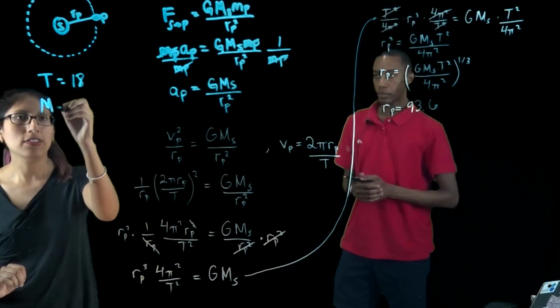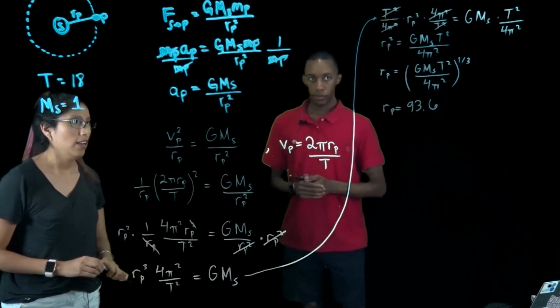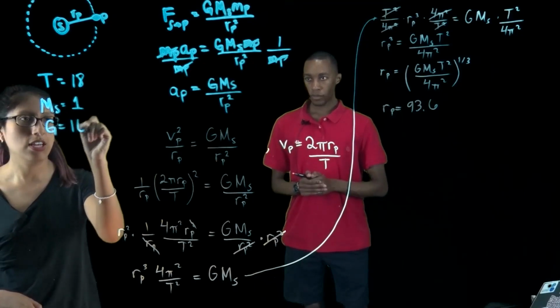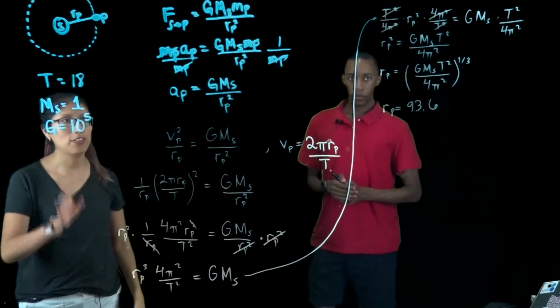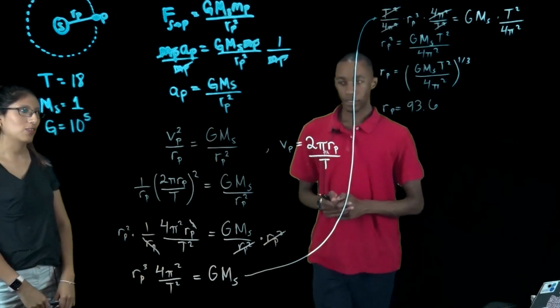The mass of the sun is equal to 1. G is equal to 10 to the 5. So you have these numbers here to plug those in.